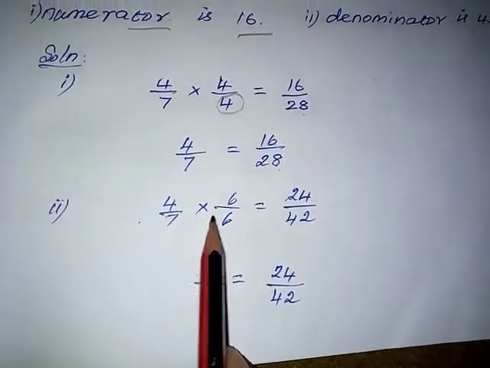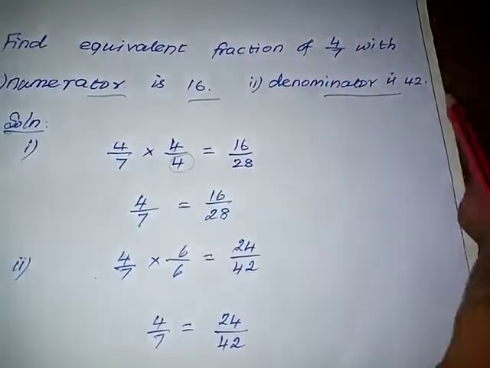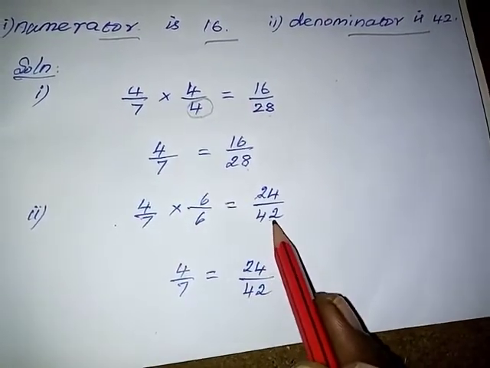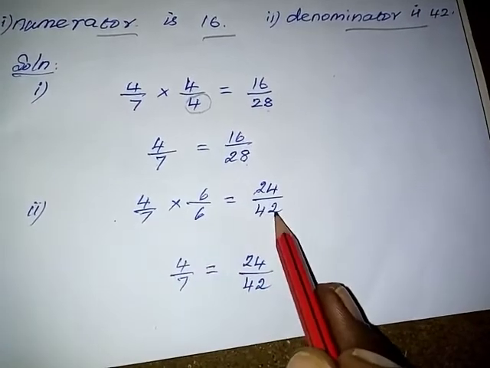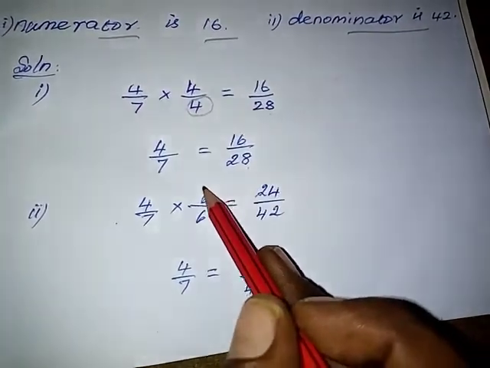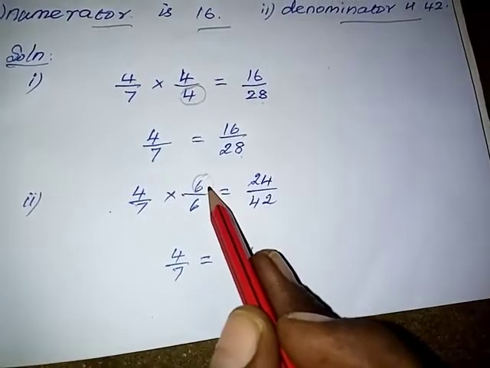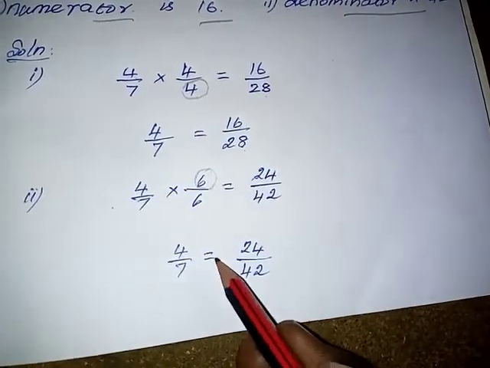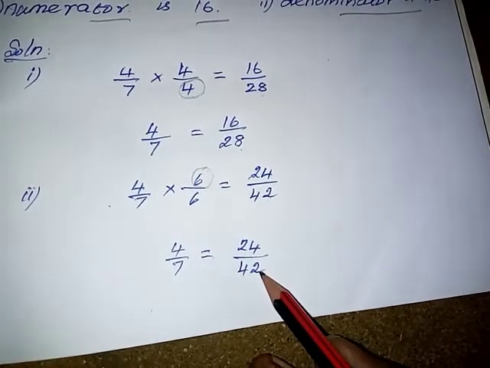Solution of the second sum. Denominator is 42. So 7 into 6 we get 42. So 7 6s are 42. So the numerator also you can multiply by 6. 4 6s are 24. So the required fraction is 4 by 7 equal to 24 by 42.